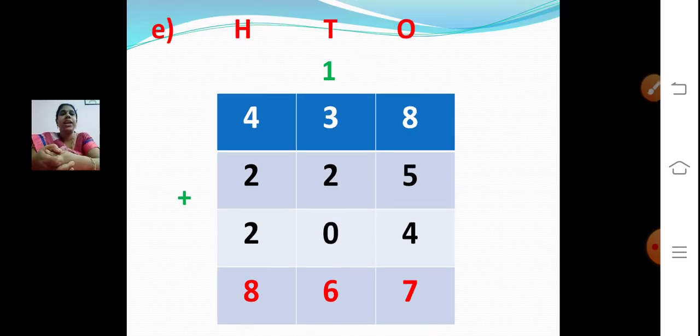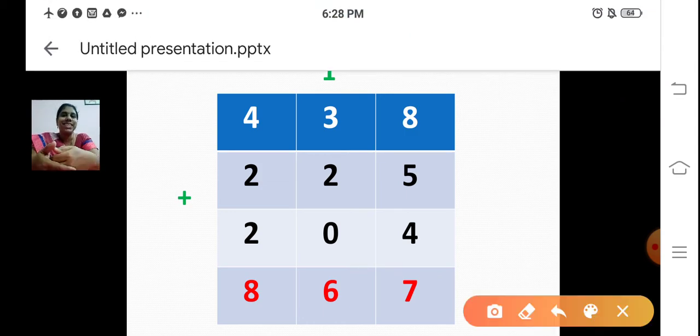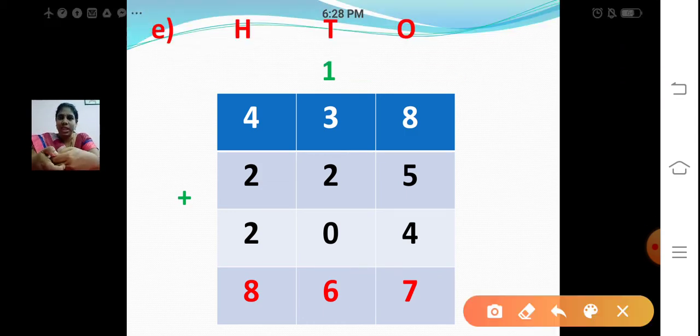Now we are going to add 400. We are going to add three numbers. 438, 225 and 204. We are going to add the three numbers. 438, 225 and 204. Now let's add these three numbers.